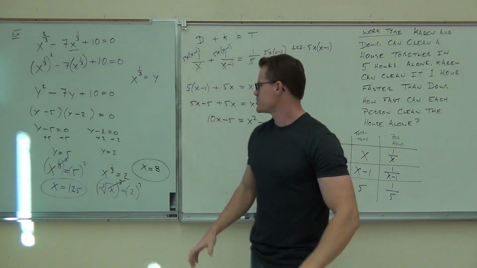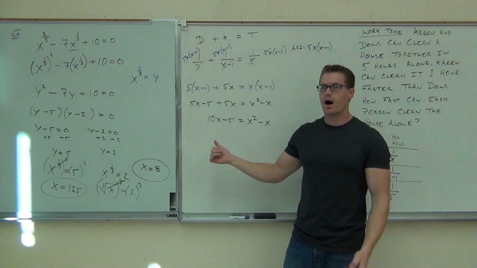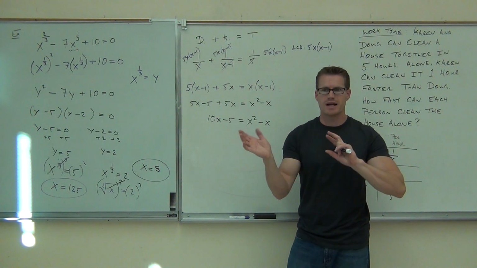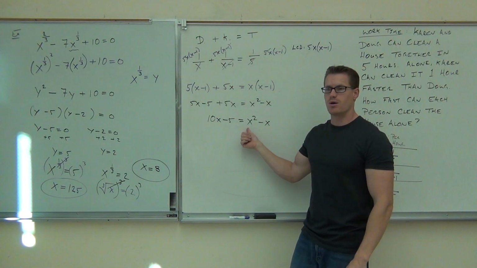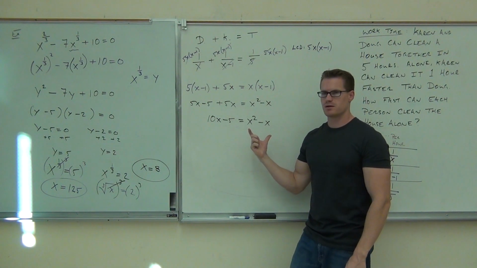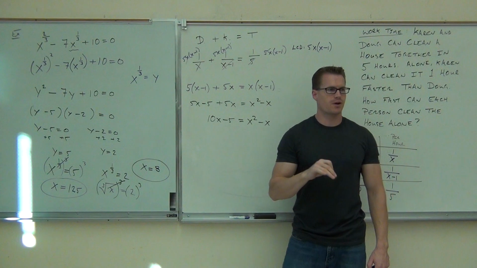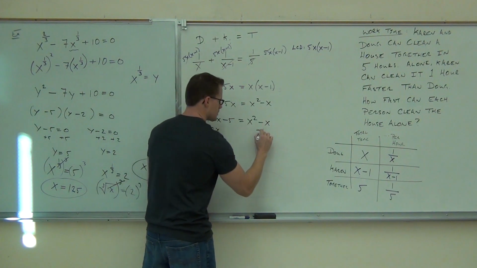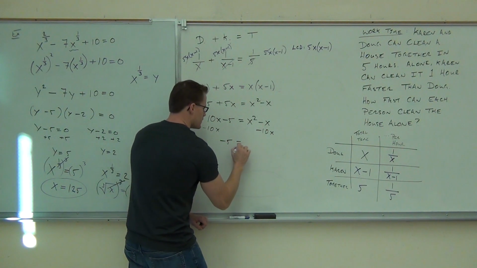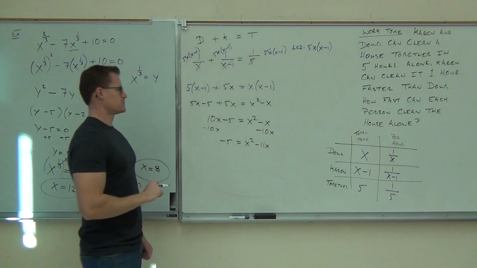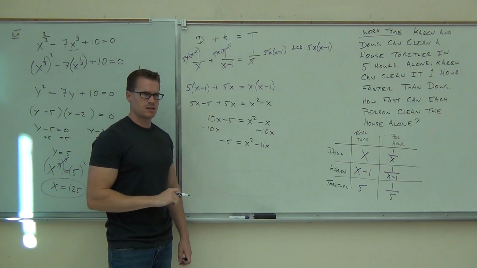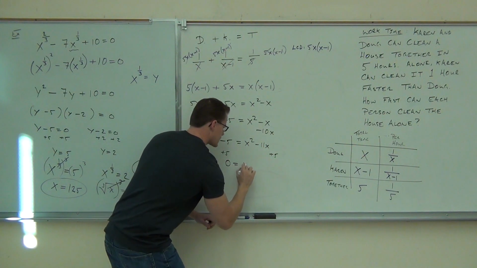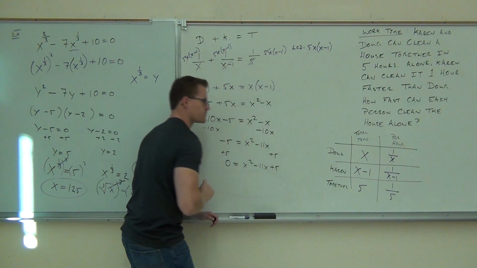Now what are you supposed to do with this stuff? Why? What lets you know that? Well, there's an equal sign, sure, but there's a term in here that says I need everything on one side. Now, should I move these terms to the left or these terms to the right? Keep your x squared positive. Otherwise, you're going to have a very hard time factoring this. Quadratic formula will work, but the factoring would not. So subtract the 10x. We'll get negative 5 equals x squared minus 11x. We done yet? Oh, add the 5. We get 0 equals x squared minus 11x plus 5.